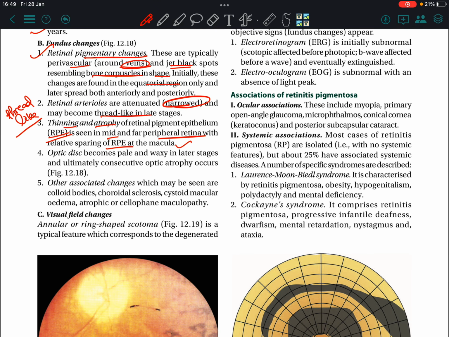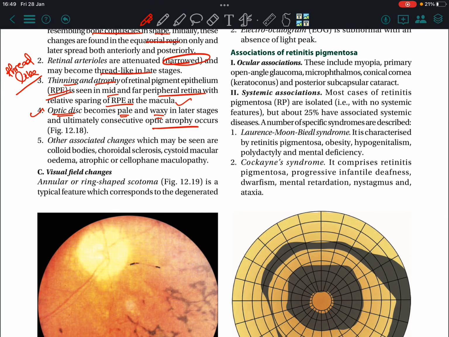The optic disc becomes pale and waxy in later stages. Ultimately, consecutive optic atrophy occurs. Other associated changes which may be seen are colloid bodies, choroidal sclerosis, cystoid macular edema, and atrophic or cellophane maculopathy.